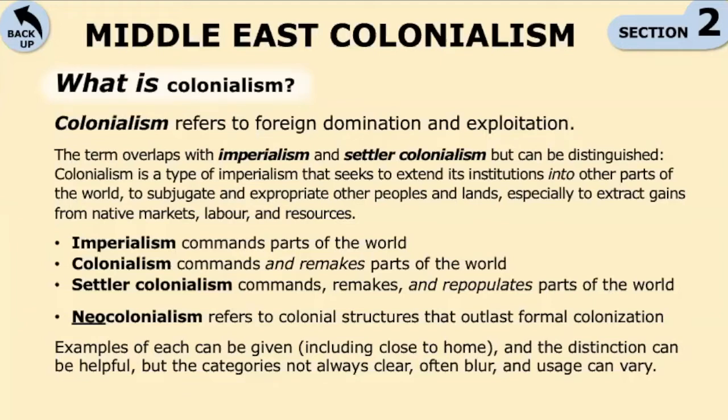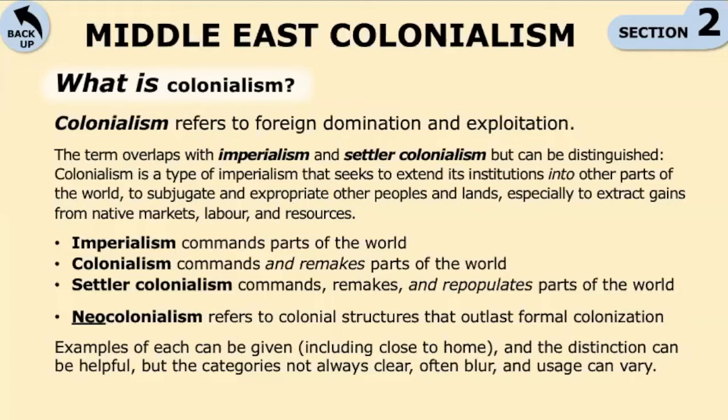It refers to foreign domination and exploitation. It overlaps with imperialism and settler colonialism and neo-colonialism, but it can be distinguished. So colonialism is a type of imperialism, and it seeks to extend its institutions into other parts of the world, to subjugate and expropriate other peoples and lands, especially to extract gains from native markets and labor and resources.